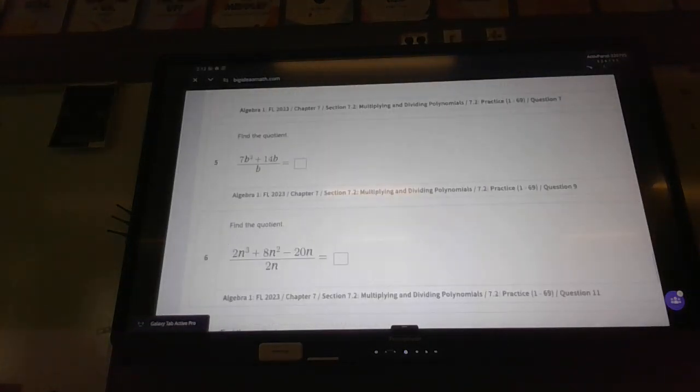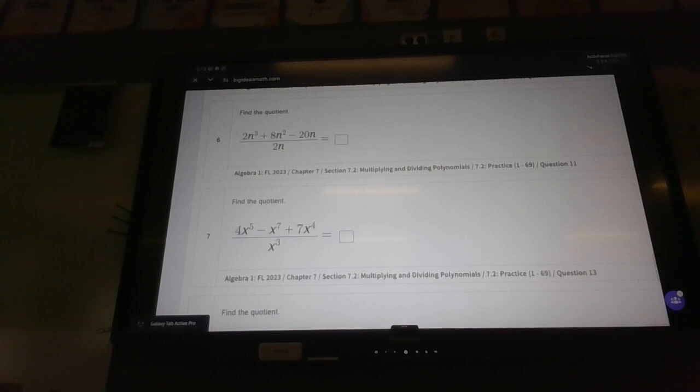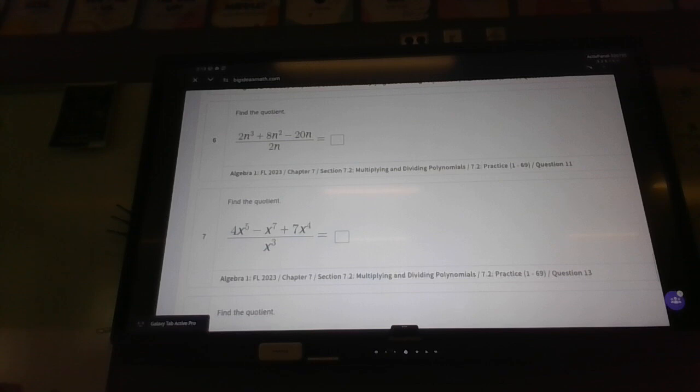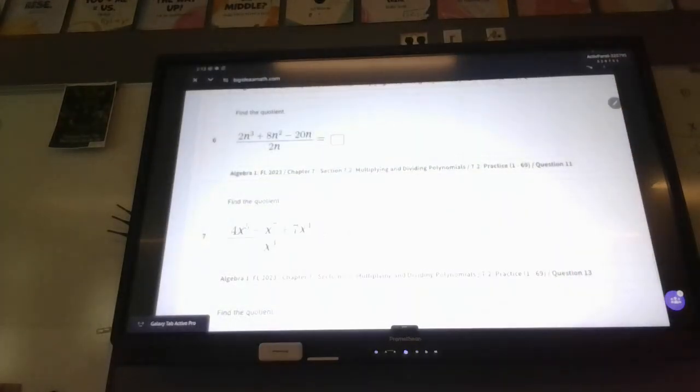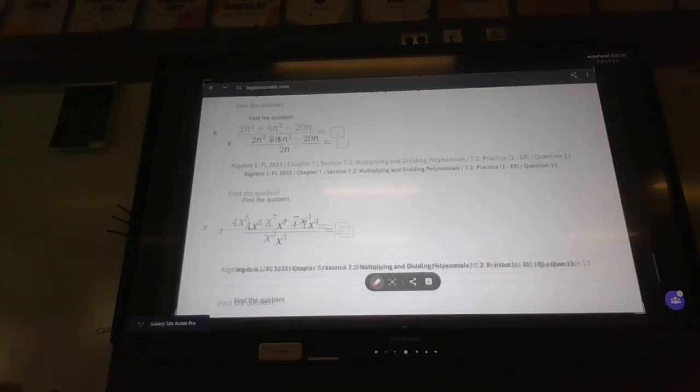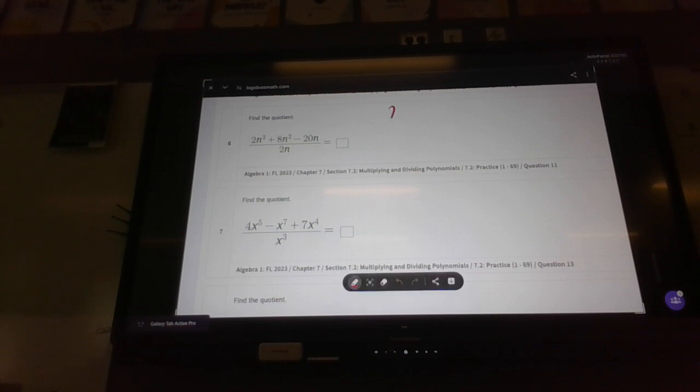Ooh, 2 more great quotient problems. I think the quotients are easier than the multiplication. Anybody else? Yeah, they are. You think they're easier? No. Oh, number 5? I got you. 1, 2, 3, 4, 5. Oh. No, it's not that one.